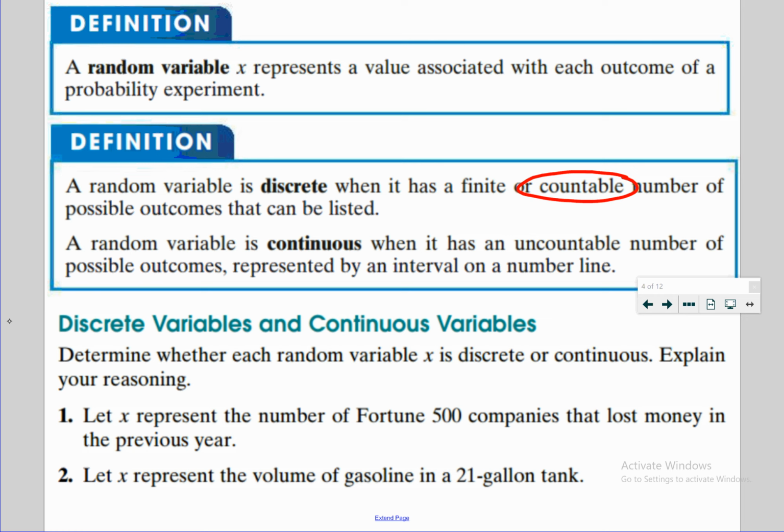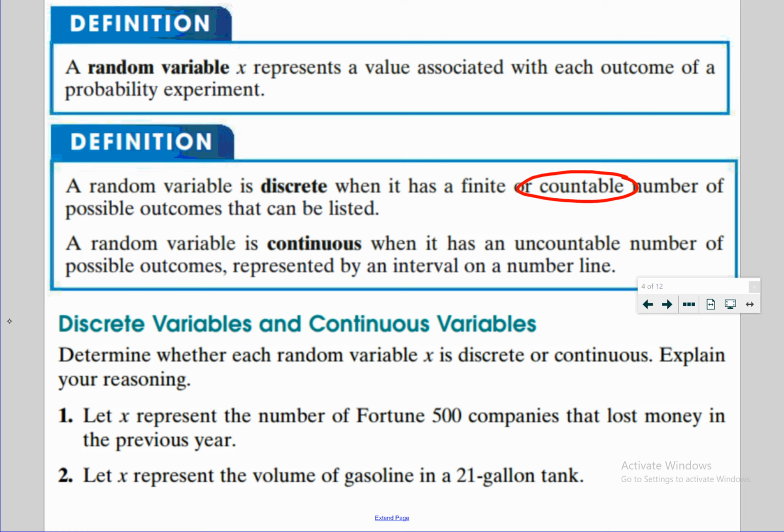I can't create those little columns in my table and find the probability of distinct groups. So we need to make sure for these that it's at least discrete. So a couple quick examples at the bottom. Let X represent the number of Fortune 500 companies that lost money in the previous year. Number of Fortune 500 companies, is that something that's countable? Yeah, it's a big number, but it's countable. Okay, so that would be an example of discrete.